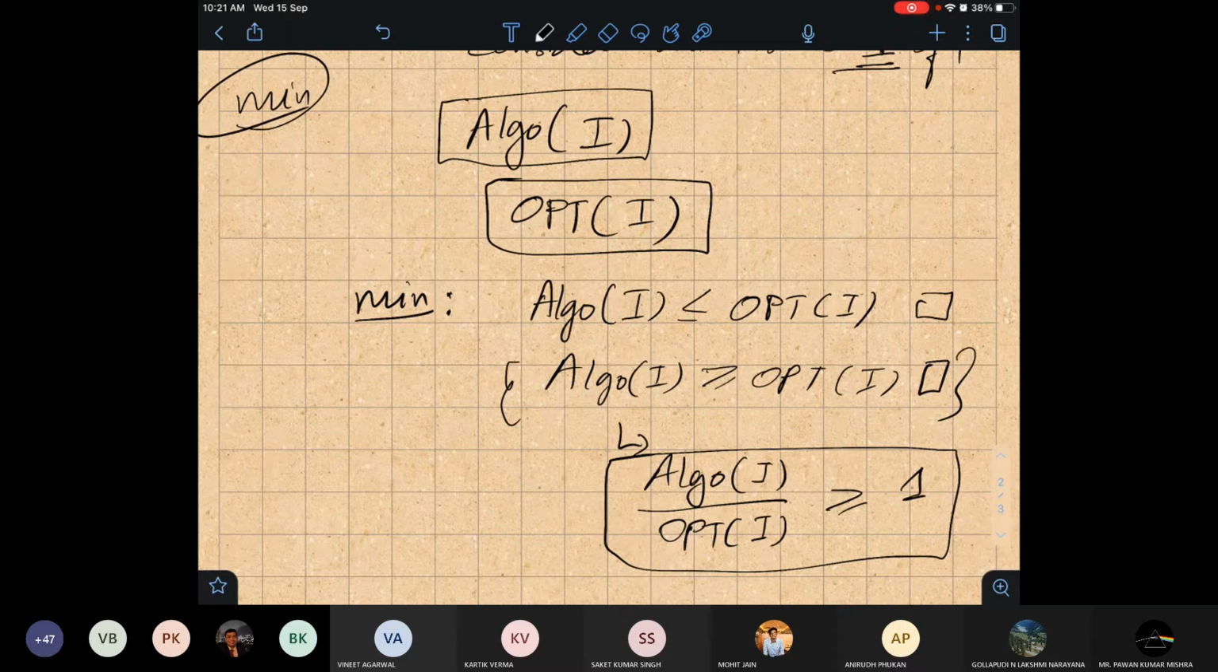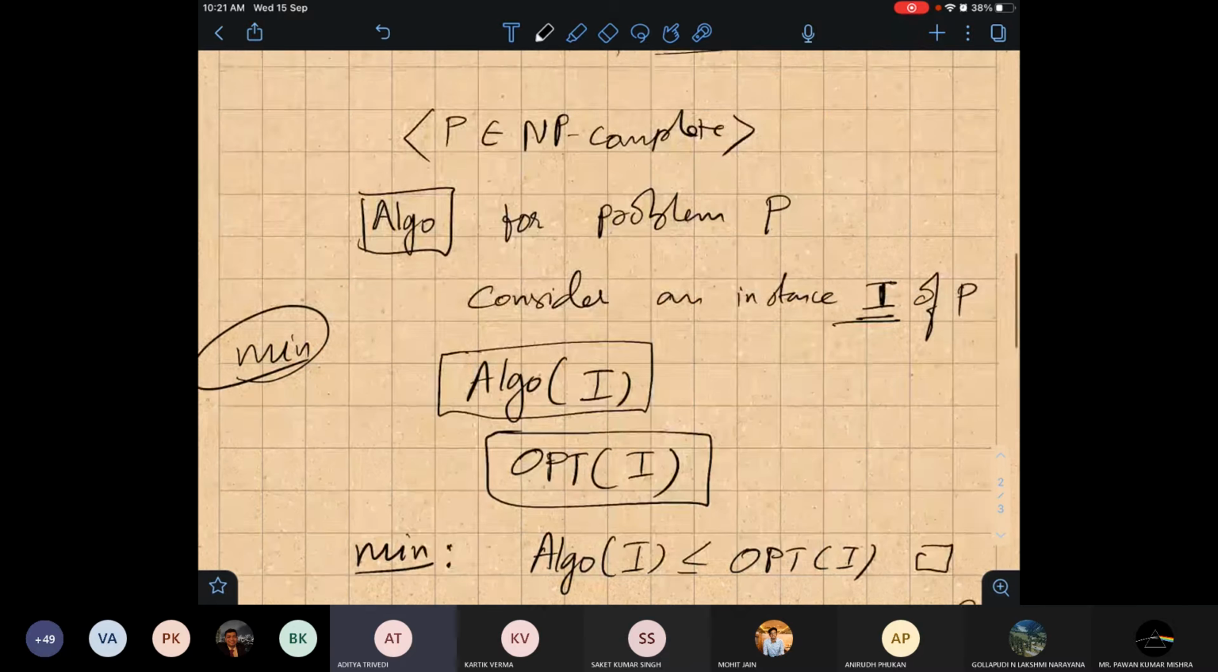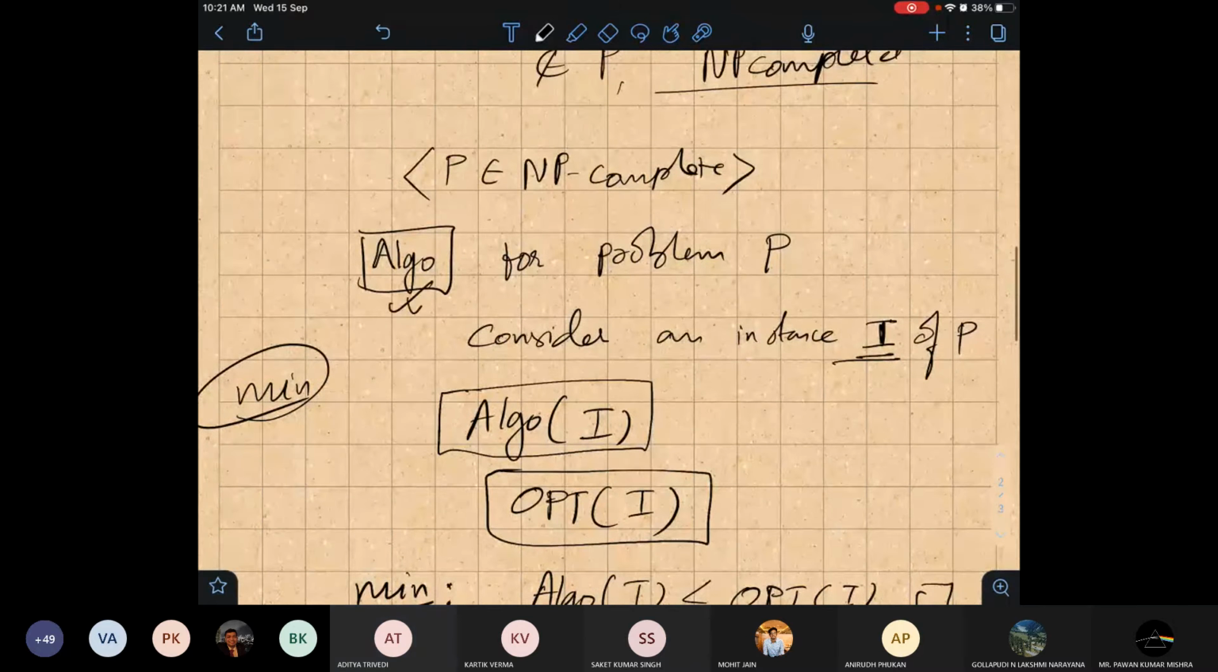Agree? Yes, sir. Sir, can you repeat what is algo? Algo is an algorithm. I'm just naming an algorithm as algo, and this is just a name. So algo of I is the output returned by our algorithm for instance I. And I'm talking about a minimization problem.